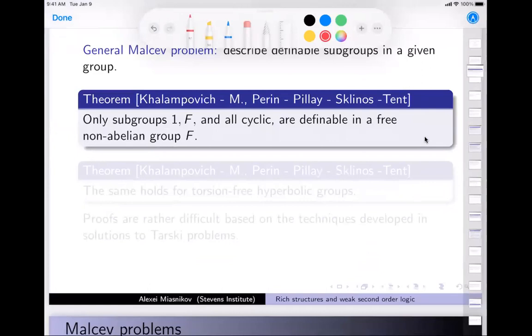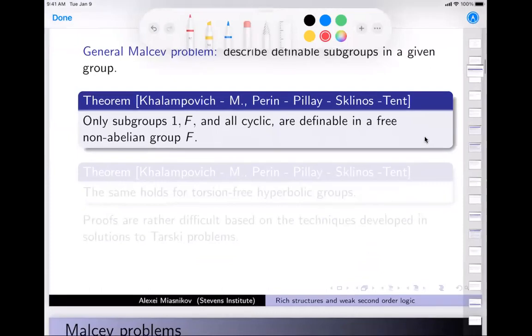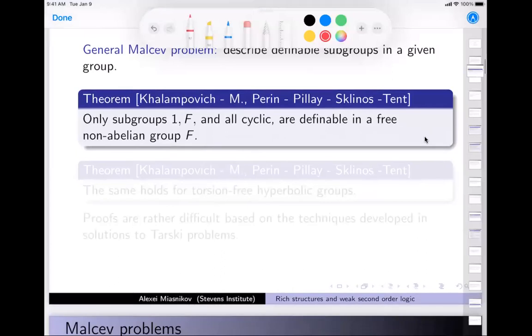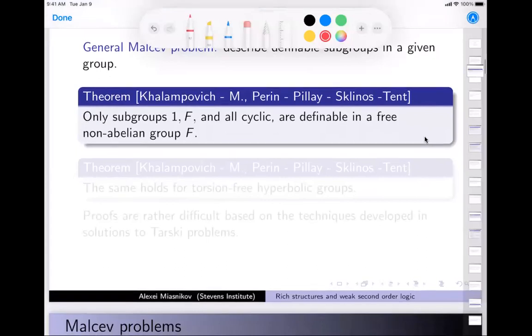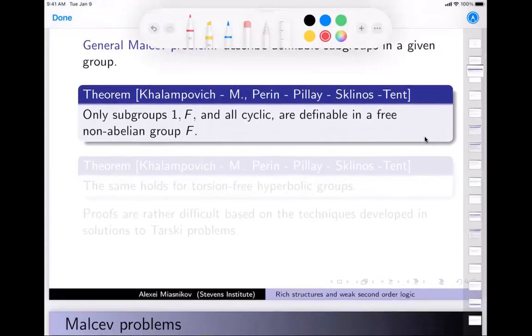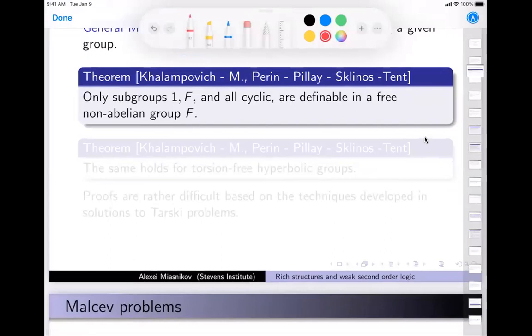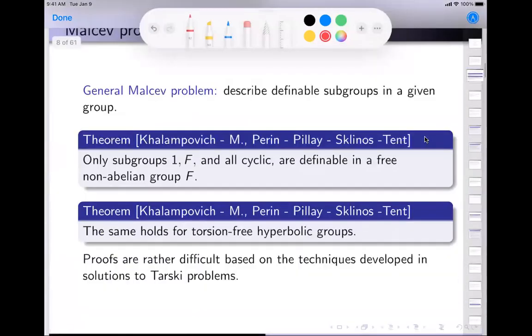Most of my examples will be around several objects, not to go very far. It will be free groups, free semigroups, or free group rings. The solution to the Maltsev problem in the free group says that there are just few subgroups which are definable with parameters. Among proper subgroups, only cyclic ones and nothing else. All cyclic subgroups can be defined, but nothing else. The same thing holds for torsion-free hyperbolic groups.